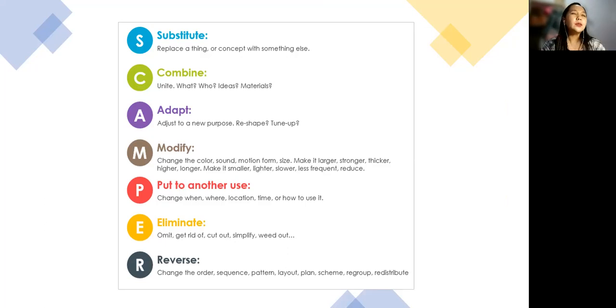Okay. The fourth one is modify. So you can change the color, sound, motion, form, size, make it larger, stronger, thicker, higher, longer, make it smaller, lighter, slower, less frequent, reduce. So taking an existing product and changing its appearance or adding more features or increasing the hours your store is open or making its advertising more dramatic are some ways you could magnify or modify your idea.